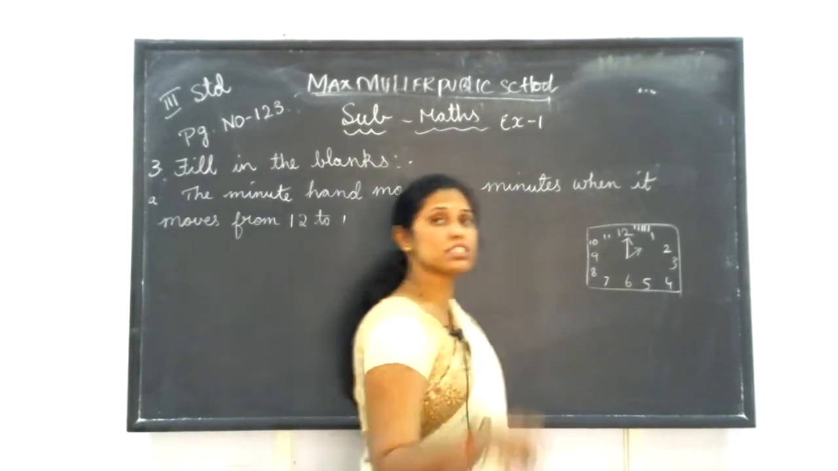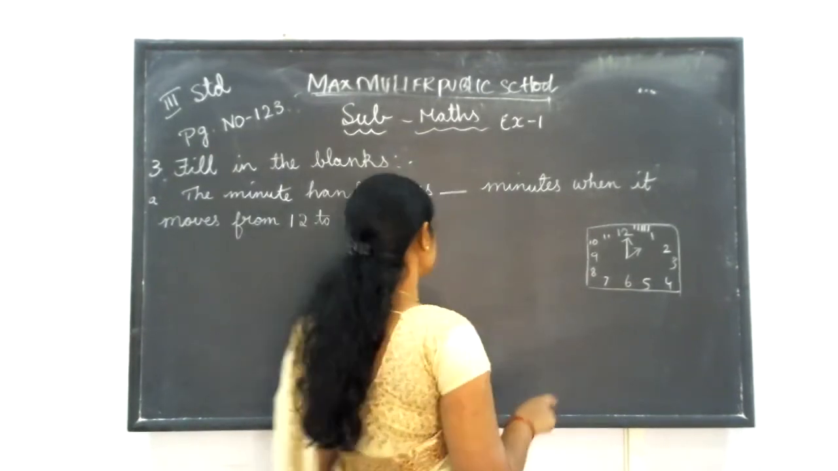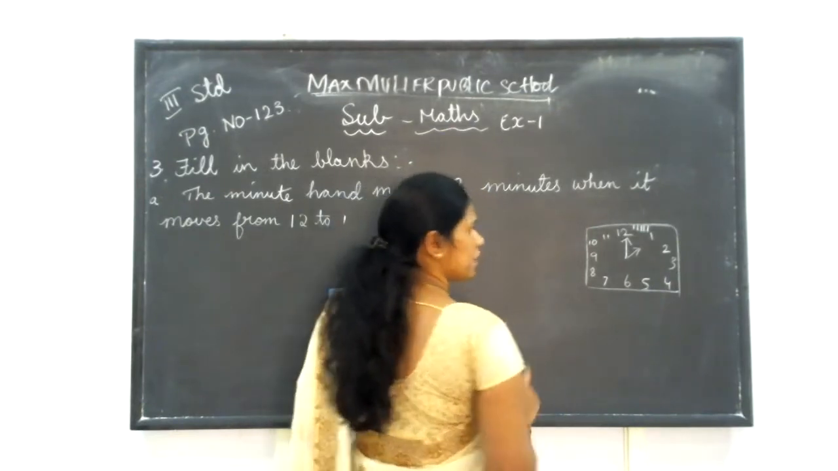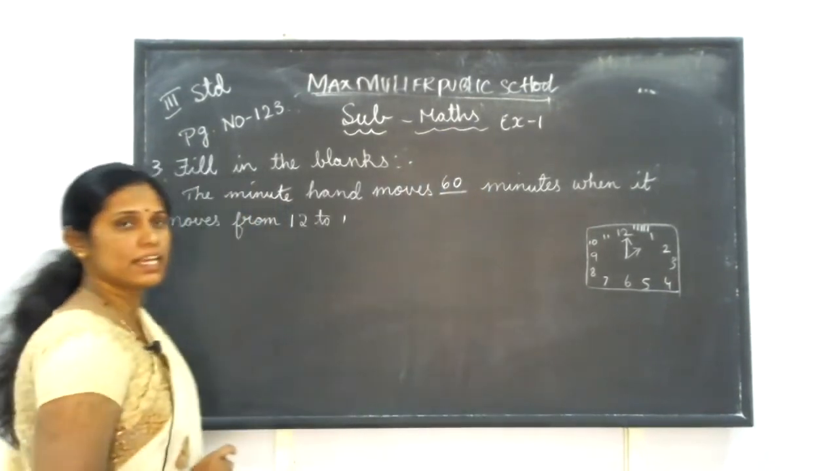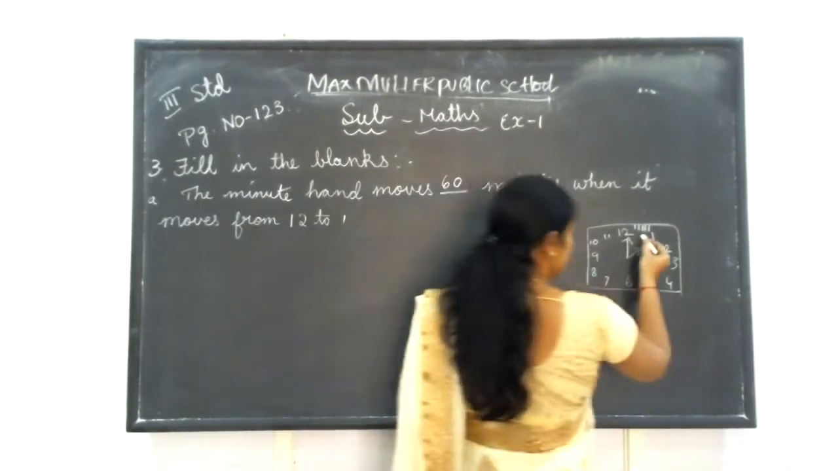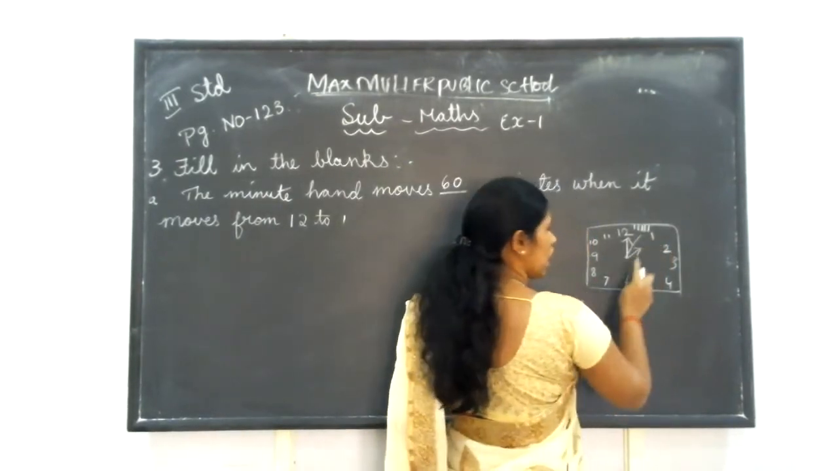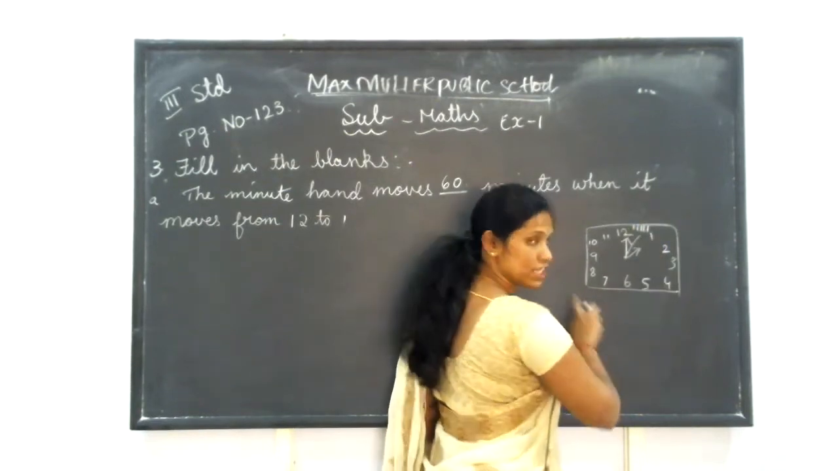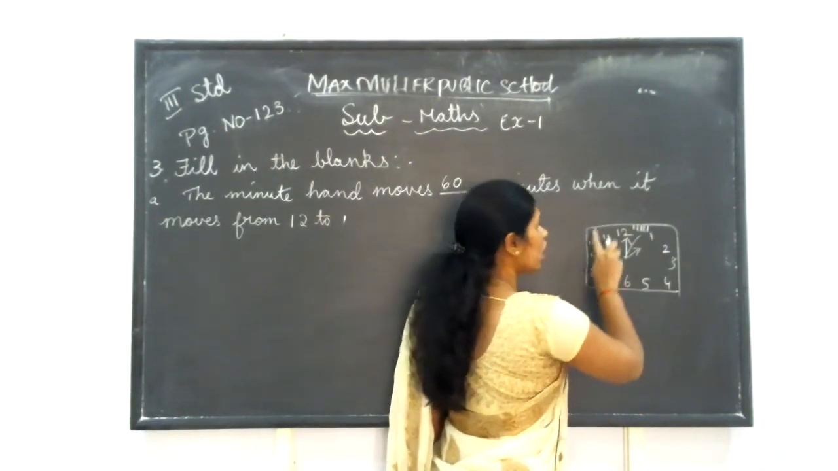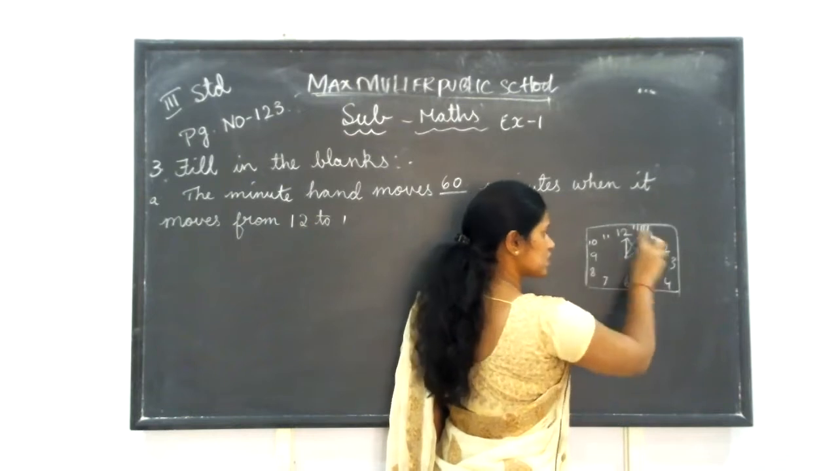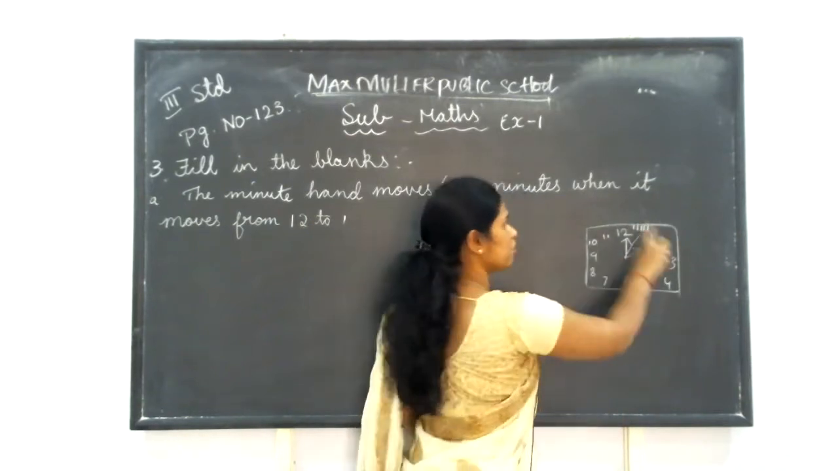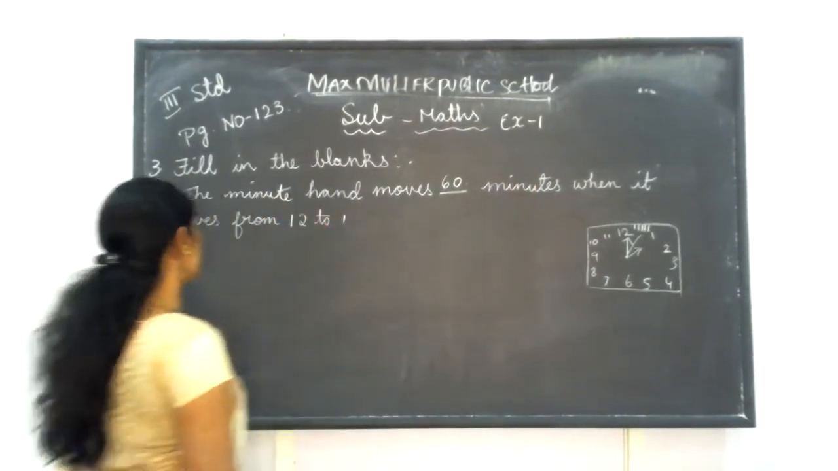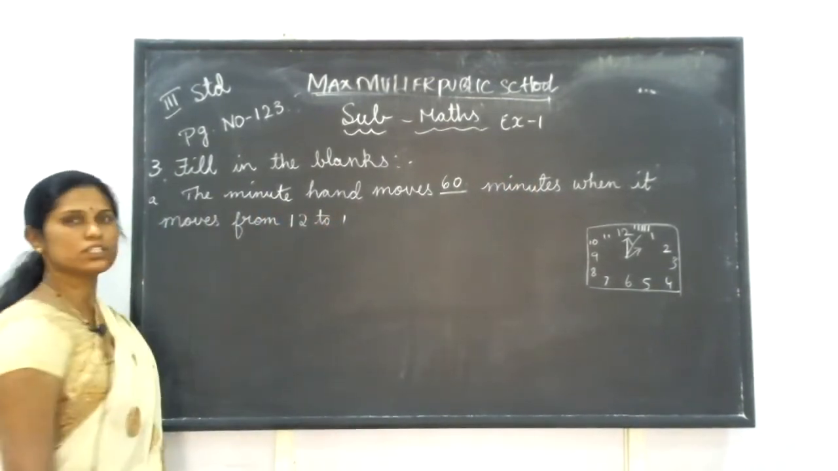So, how many times it will go? 60 times. So, 60 minutes. 1 minute, how many times it will take? So, a thin line will be there. Have you seen now in a clock? So, to go from one point to another point, it will go 1 rotation. Yes or no? So, how many times it will go? 60 times. 1 full round means 60 minutes. It takes 60 minutes when it moves from 12 to 1.